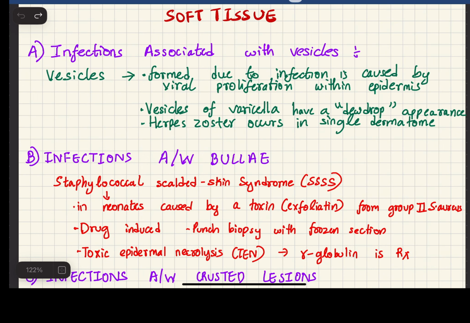Starting with the bubbly ones, infections associated with vesicles. Vesicles are those tiny fluid-filled blisters from viral proliferation within the epidermis. First, varicella, nothing but chickenpox. They have the classic dewdrop on a rose petal look, like clear vesicles on a red base. Super contagious. It occurs in kids more.